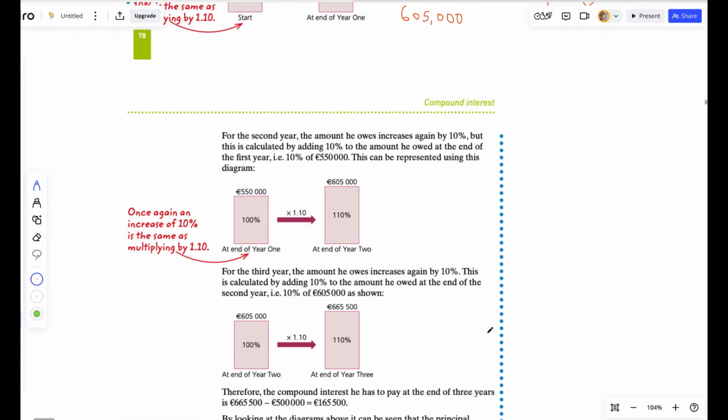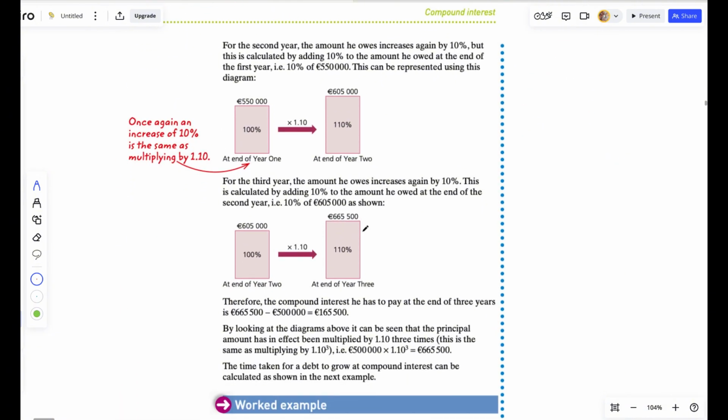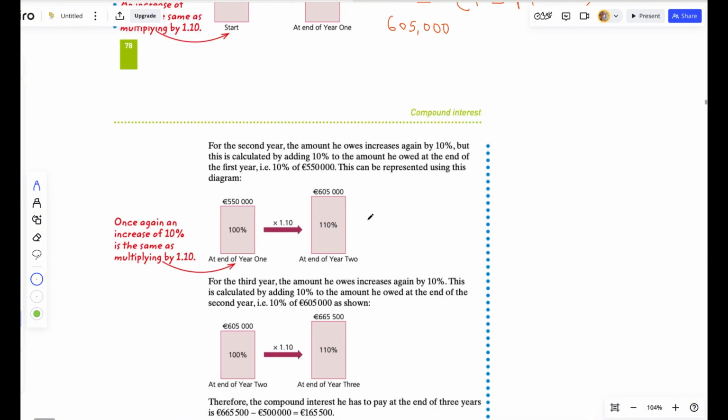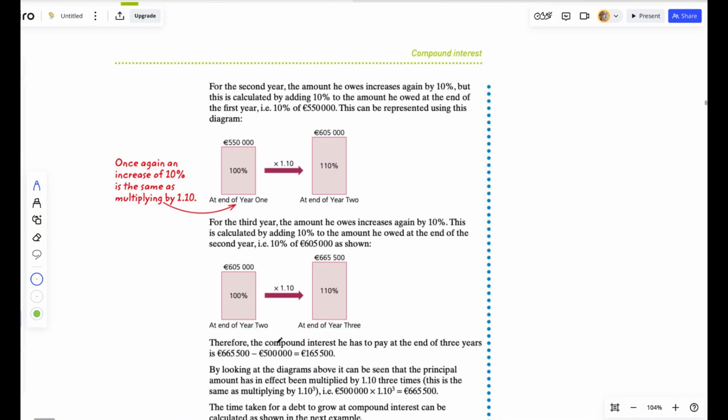So this is what it is. First year, second, you keep multiplying. If you do it again for the third year, because you keep multiplying by 1.1, your debt at the end of the third year will be $665,500. So you can imagine after 5 years what your debt will become.